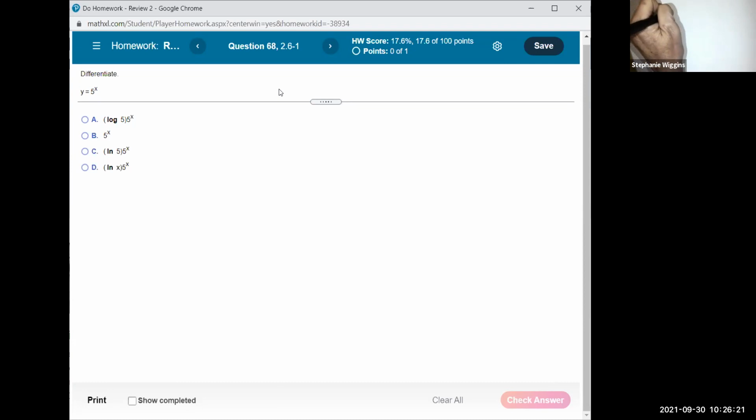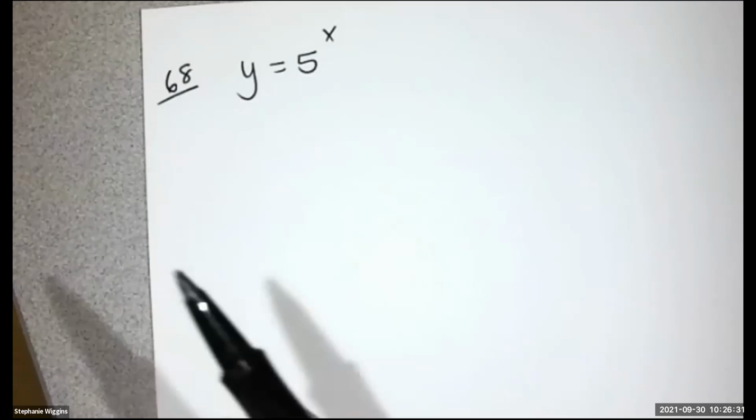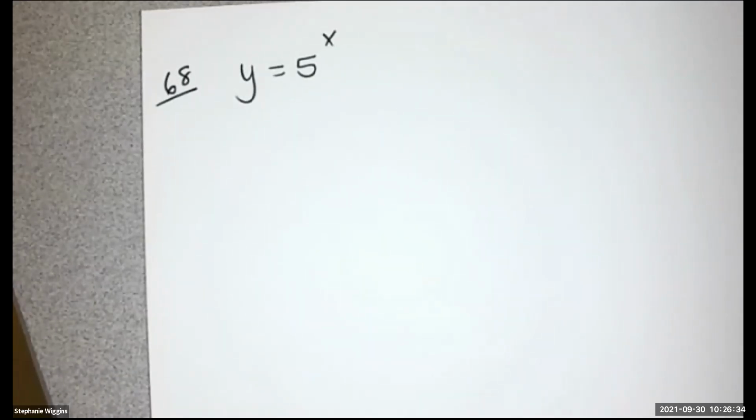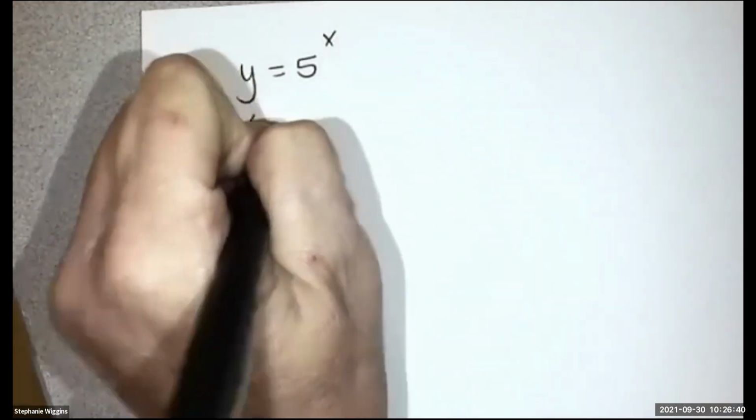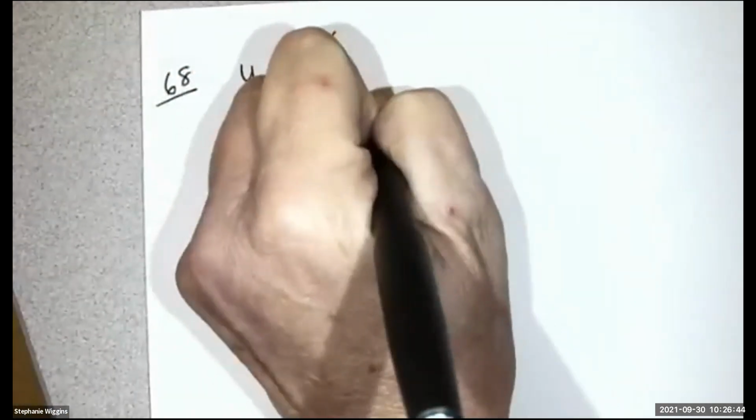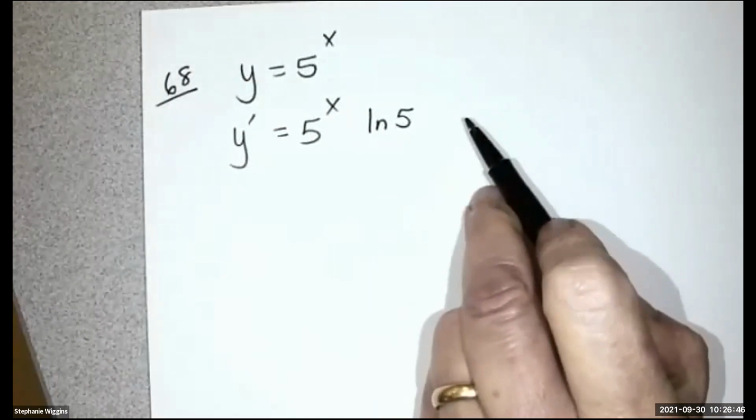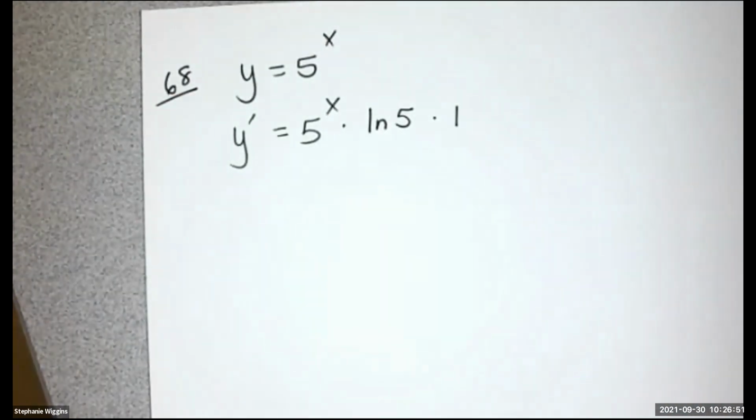So here we have y equals 5 to the x. This is number 68. When this is an exponential, your first step is to recognize it is exponential. So we're going to use the 3 steps for finding derivatives of exponentials. You copy what you see, multiply by the natural log of the base, and then multiply by the derivative of the exponent. Okay, so that's as simple as that.